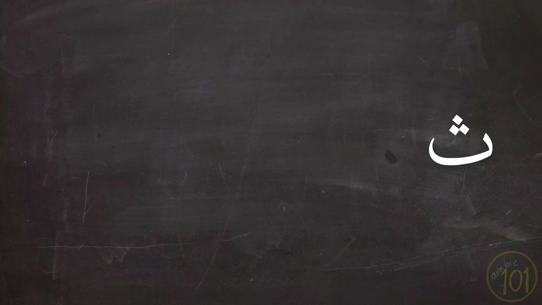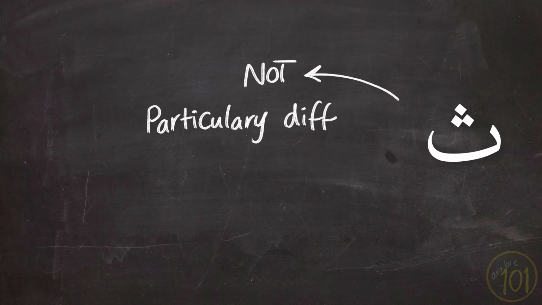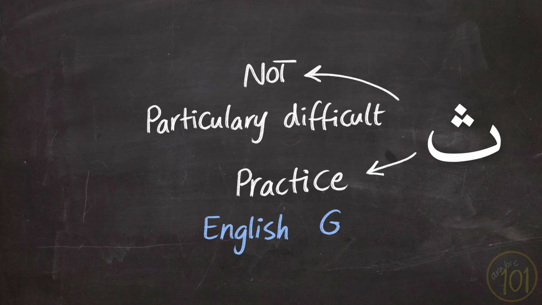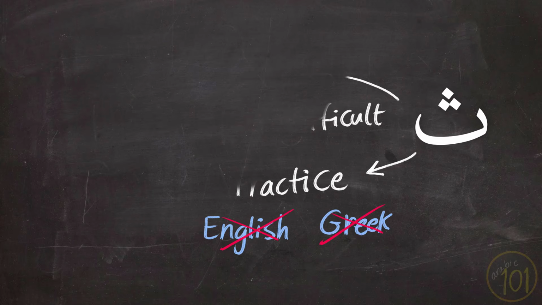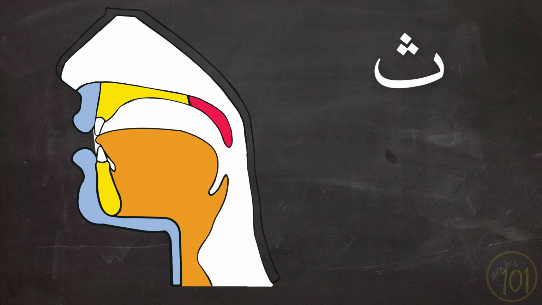Now let's get started with tha. Tha is actually not a difficult sound, but it is surely a sound that needs getting used to, especially if your mother tongue is not English or Greek. So how is it pronounced? Well, tha is pronounced when the tip of the tongue touches the tip of the upper front teeth. When this happens, air will flow from both sides of the tongue, producing the proper tha sound.